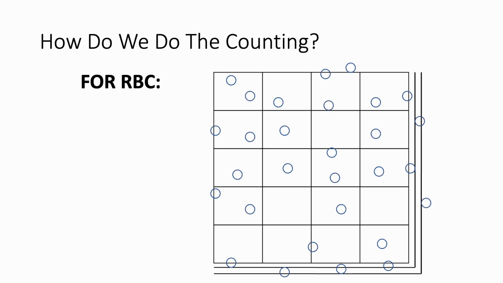So, 21. It's 21, but this is only one RBC counting square. Remember, that's 5 in all, in one counting chamber. Okay.